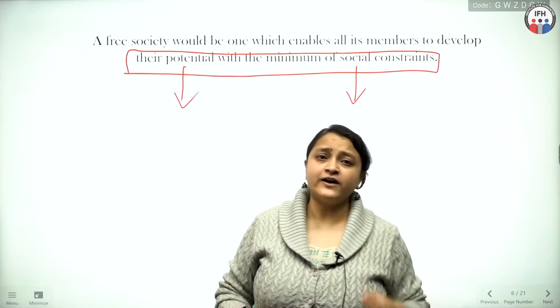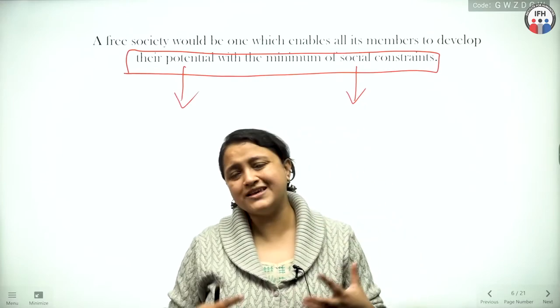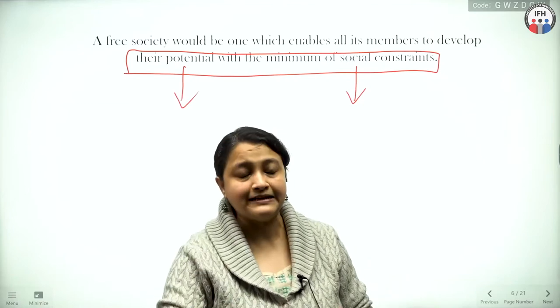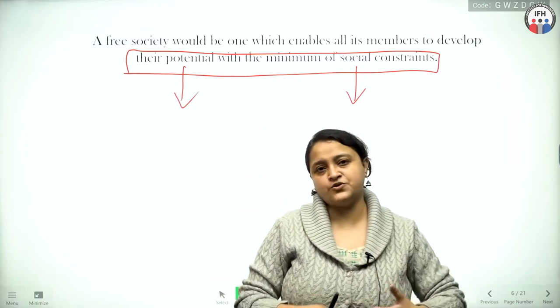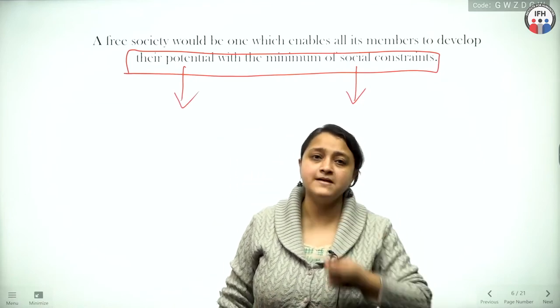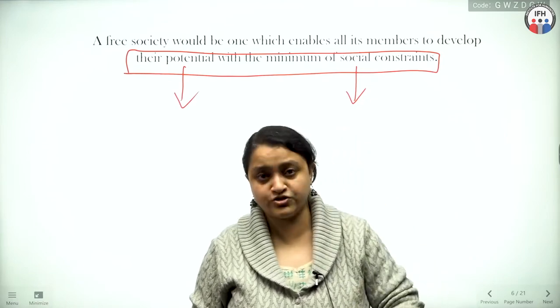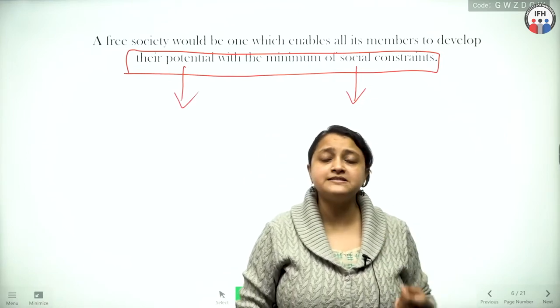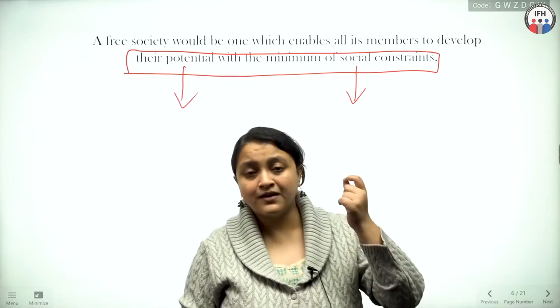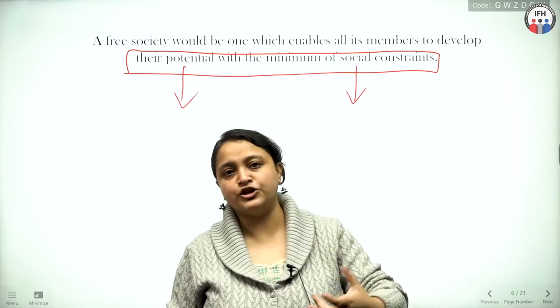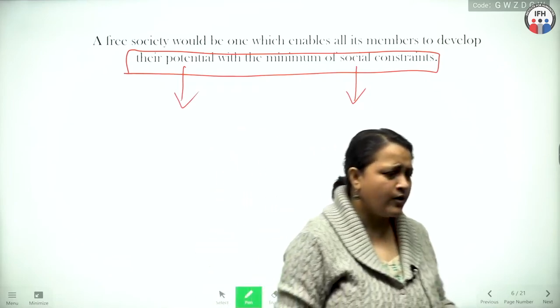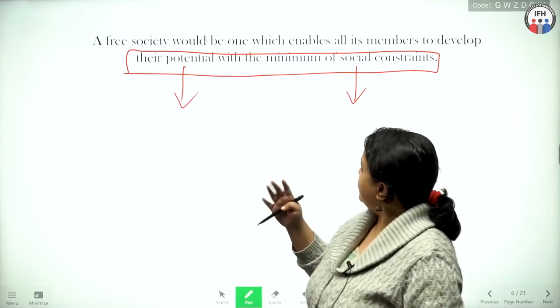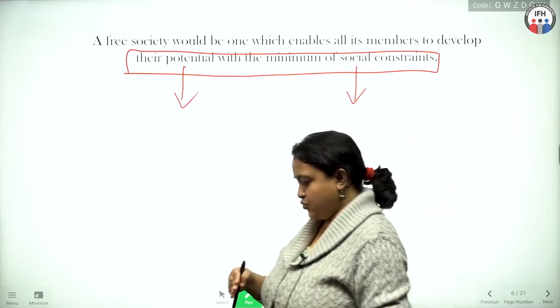So if we define a free society, which is something that we call as ideal, then we are talking about a society wherein there are minimum social restrictions so that a person can develop his or her potential to the maximum. Now, there are a couple of points that one has to point out, okay?